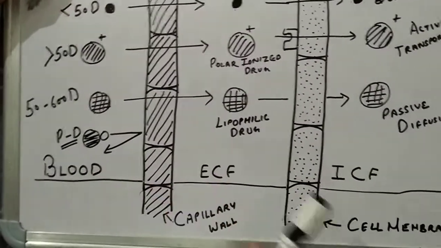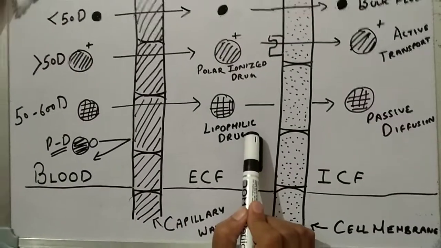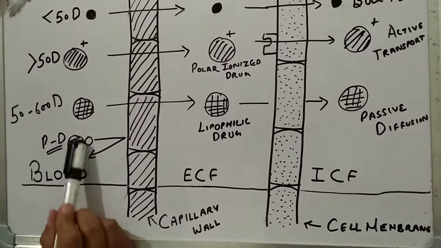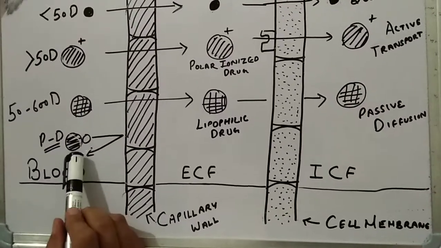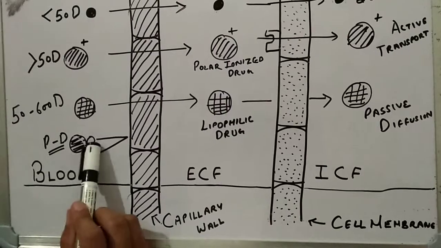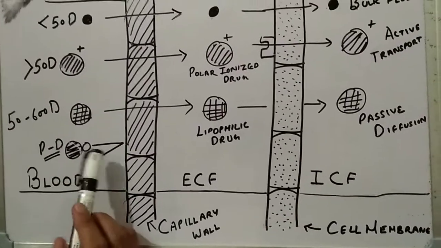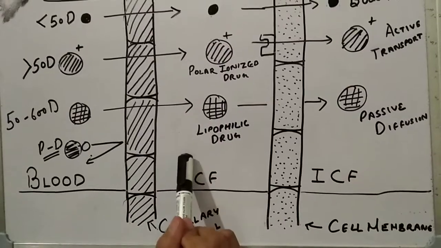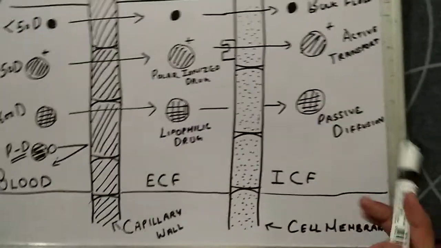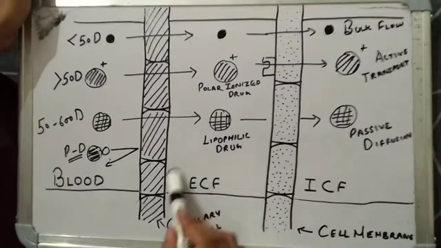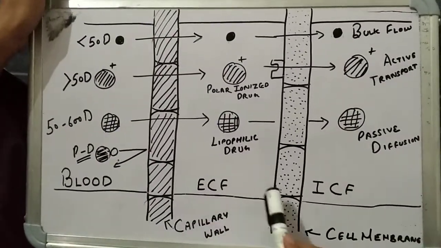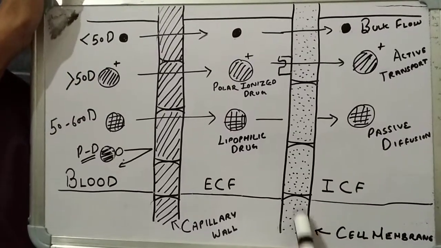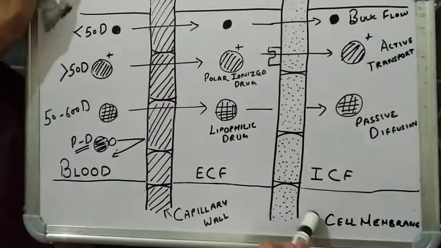Lipophilic drugs can easily cross the capillary membrane, but in case of the drugs which form complex with the protein, for example, this is an example where protein drug complex has been formed in the blood, and this complex cannot cross the capillary wall. Next, they have reached extracellular fluid and they have to reach intracellular fluid of the tissue via crossing the cell membrane which is surrounding the tissue.